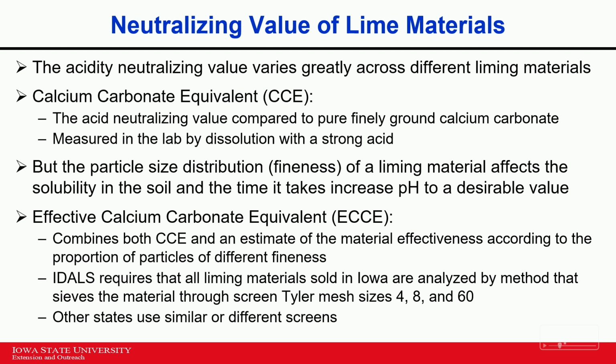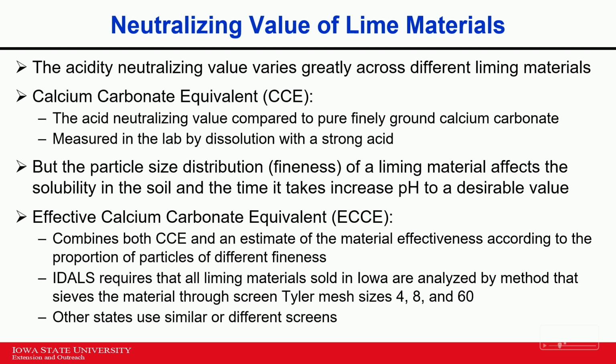However, the particle size distribution, that's the fineness of a liming material, affects the solubility in the soil and the time it takes since the application to increase soil pH to a desirable value. So you know that very well. There are limes that are very fine, others that are very coarse, and so forth. So we have the effective calcium carbonate equivalent measurement. What this does is combine the calcium carbonate equivalent, the CCE, with an estimate of the material effectiveness according to the proportion of particles of different fineness.